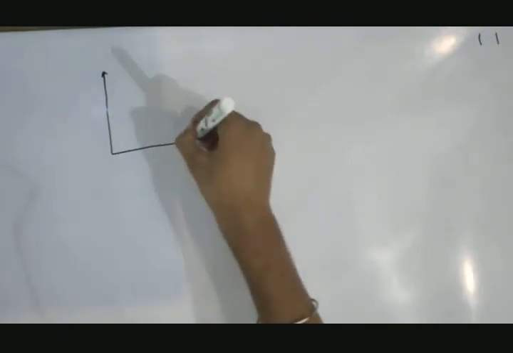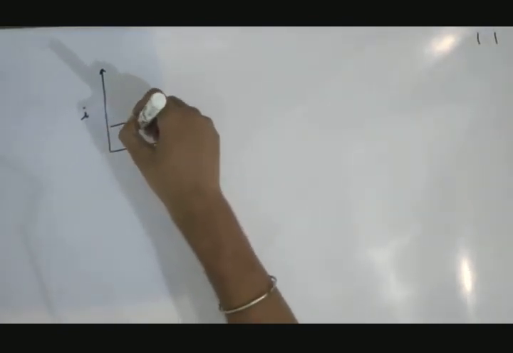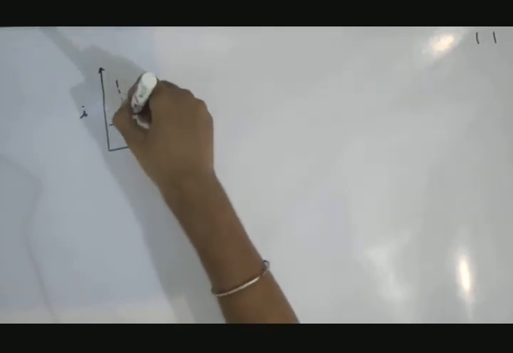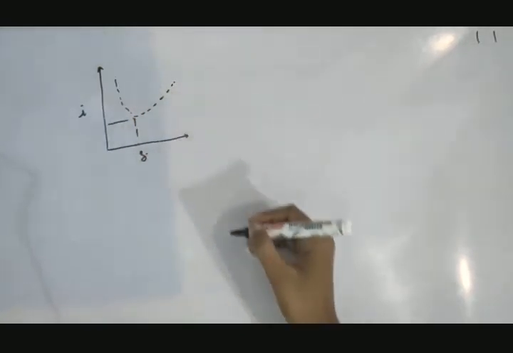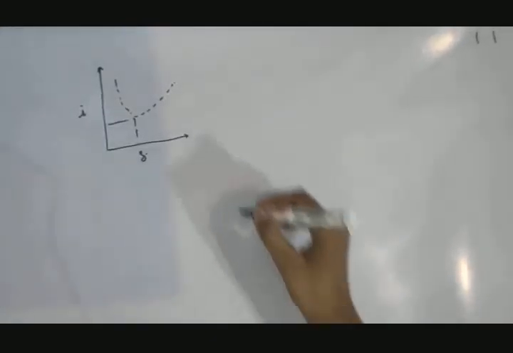Suppose you draw the diagram, so this is the diagram. If you increase the angle of incidence, the deviation decreases. After a certain point, it increases again. This represents the graph between angle of deviation and angle of incidence.